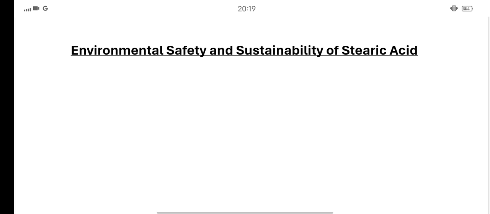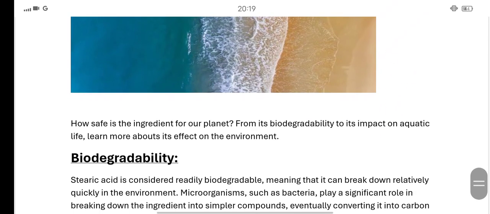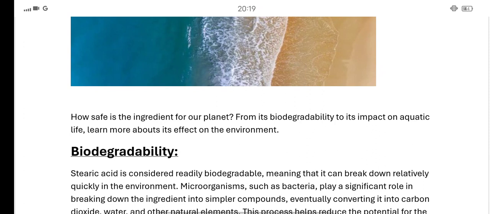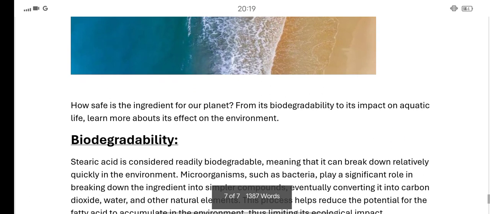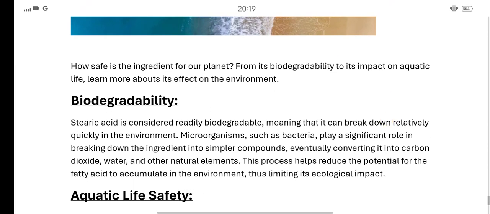Environmental safety of stearic acid. How safe is the ingredient for our planet? From its biodegradability to its impact on aquatic life, learn more about its effect on the environment.